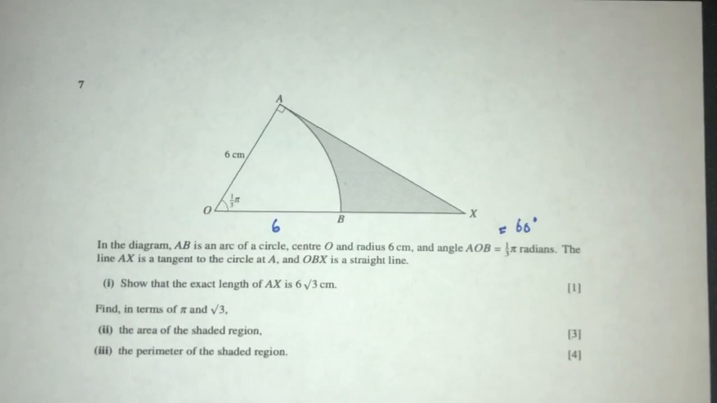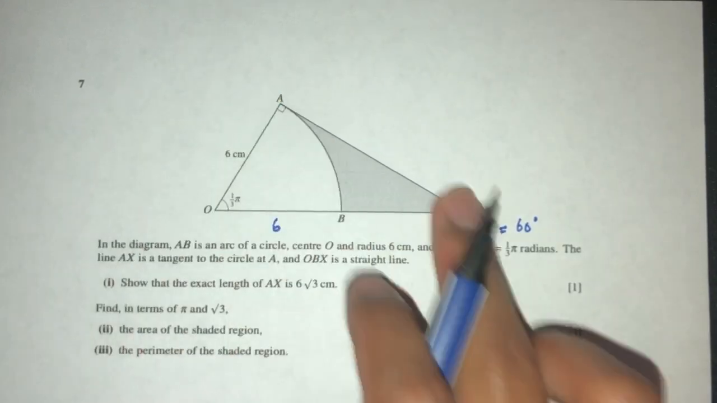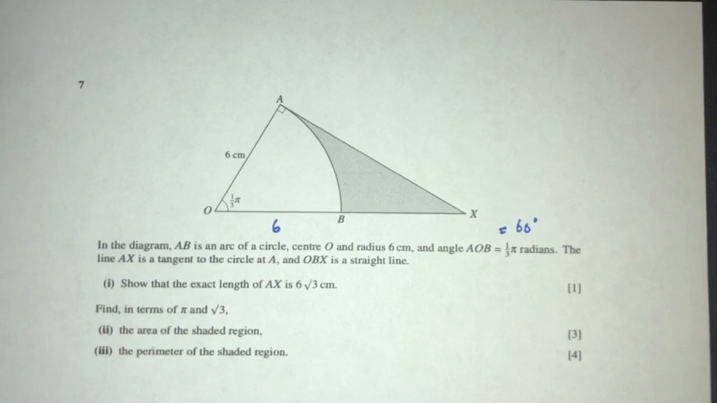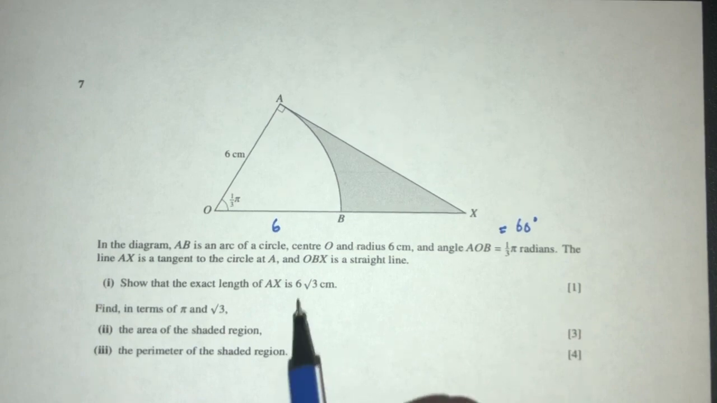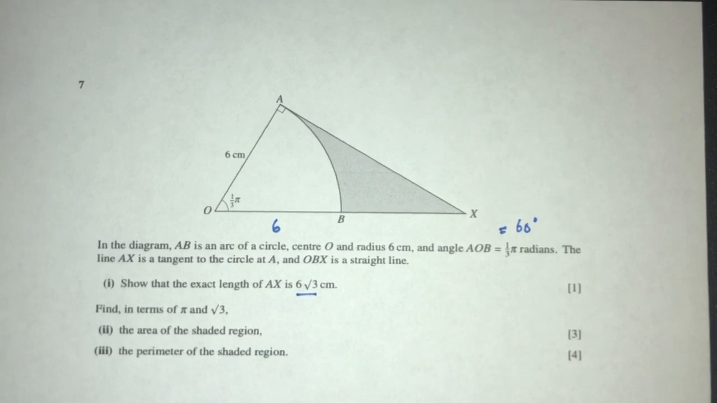Now, the line AX, so we have a line AX right here, is a tangent to the circle at A, okay? And OBX is also a straight line. Good to know. Part 1, we have to show the exact length of AX is this. So let's show this. How would you find AX? By observation, you can see that it is a right angle triangle. OAX is a right angle triangle.